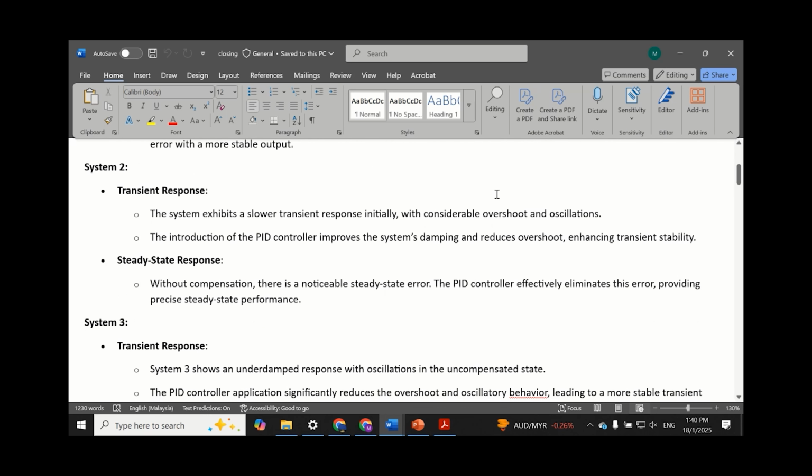For System 2, the system exhibits a slower transient response initially, with considerable overshoot and oscillations. The introduction of the PID controller improves the system's damping and reduces overshoot, enhancing transient stability. Steady-state response: without compensation, there is a noticeable steady-state error. The PID controller effectively eliminates this error, providing precise steady-state performance.